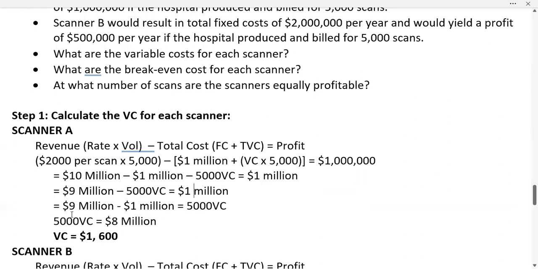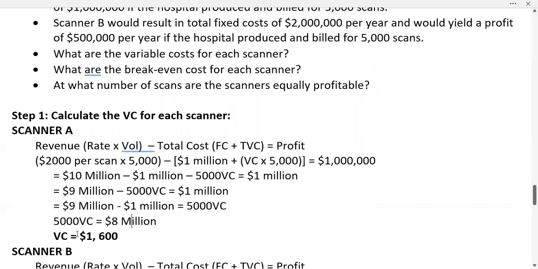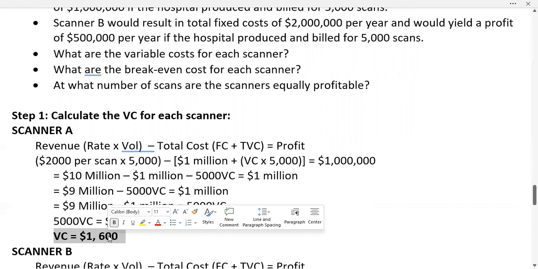Transposing everything, we have 5,000 VC equals $8 million. And therefore, the variable cost for scanner A is $1,600.